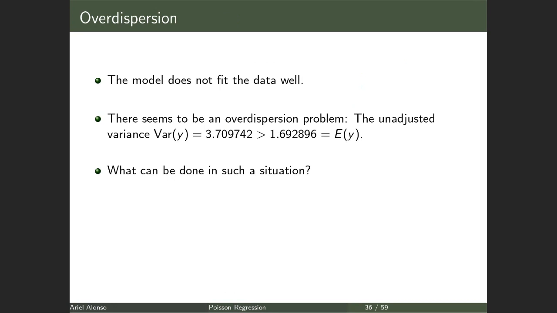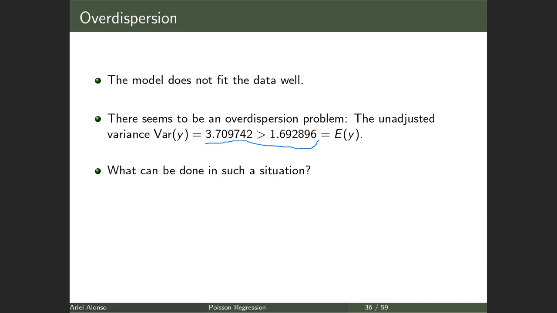So the model does not fit the data well. There seems to be a problem of dispersion. Even if you calculate just the unadjusted variance and mean, just calculate the variance of the y's and the mean of the y, you will see that the variance is indeed larger than the mean, and that is clearly in contradiction with what the Poisson distribution states.